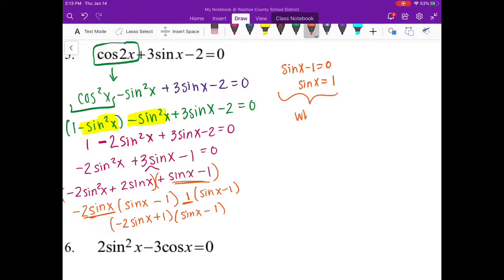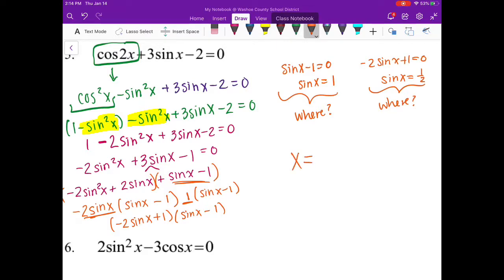So where in the unit circle does this happen? Same thing with -2 sine of x plus 1, set it equal to 0. Subtract the 1 and then divide by 2, you get a positive 1/2. And then again, where does this happen? So super important that you know your unit circle.